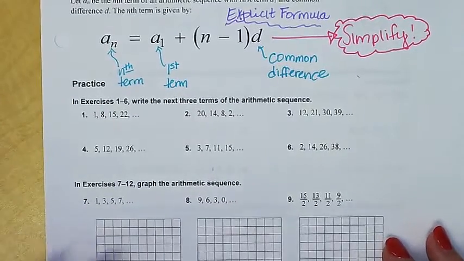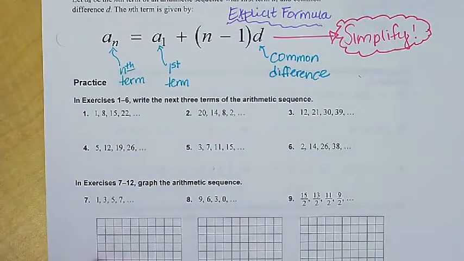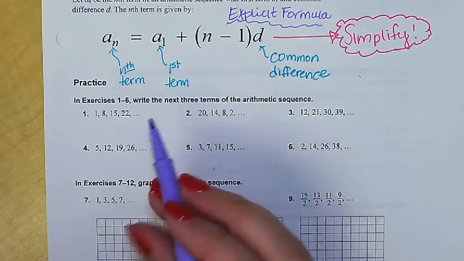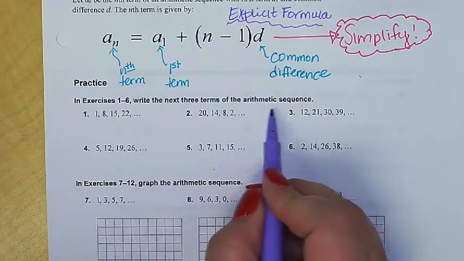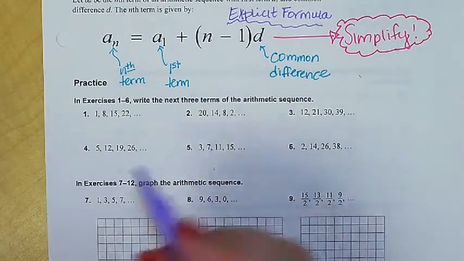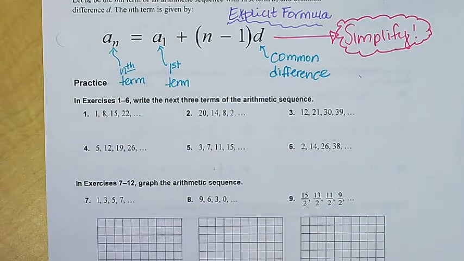So let's take a look at the first 6 here. We won't do all of these. We'll just do a couple of examples. It says write the next 3 terms in the arithmetic sequence. So if we can identify the common difference, then we can go ahead and extend the pattern after that. So let's try number 1.